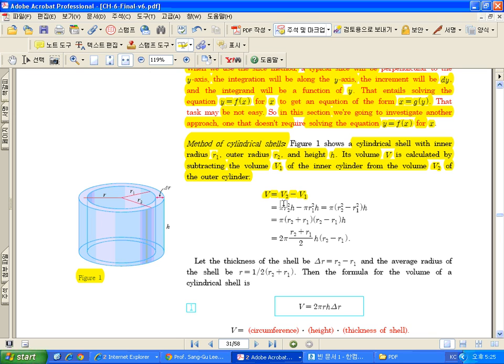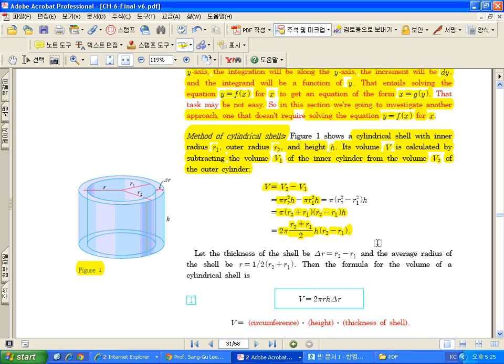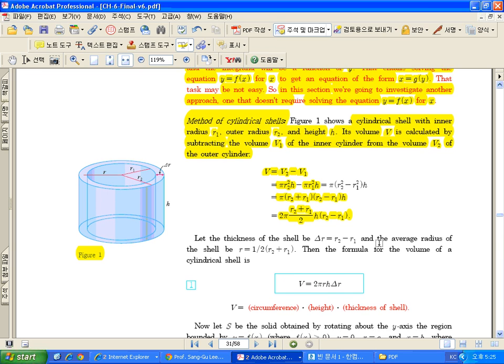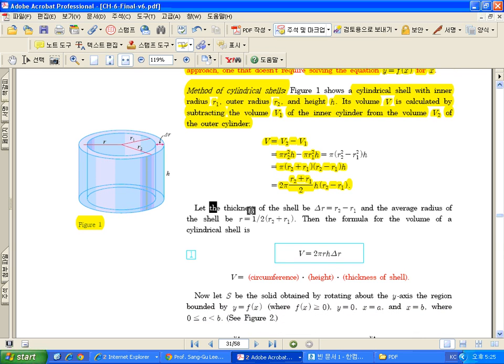The volume V2 is π r2² h, and the volume V1 is π r1² h. That can be simplified and obtained as 2π times (r2 + r1)/2 times h times (r2 − r1). Here, let the thickness of the shell be Δr, which is r2 − r1, and the average radius of the shell be r = 1/2 (r2 + r1).